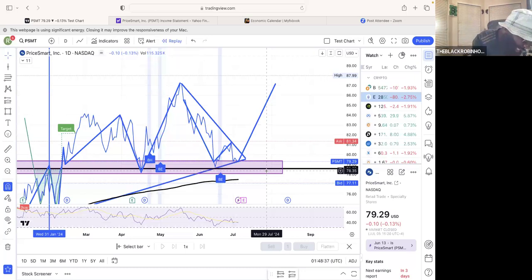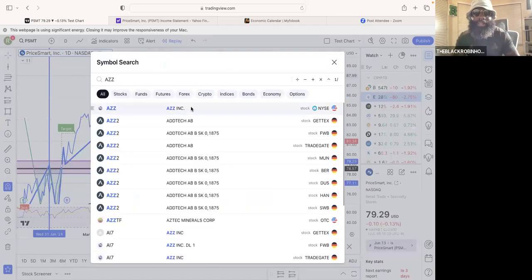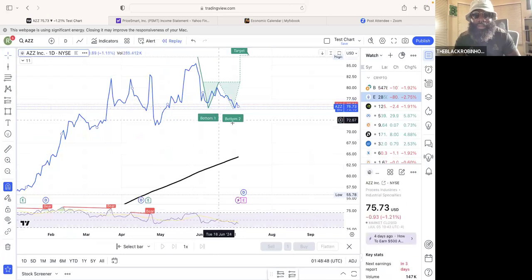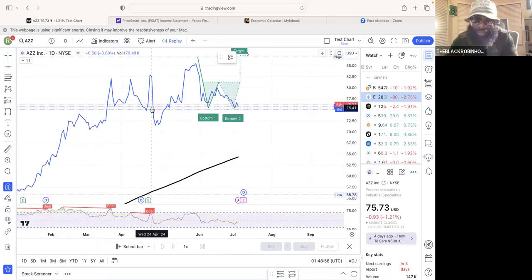PSMT, you on the line. God damn, I wasn't expecting this. AZZ. Let's look at AZZ. Come on, that's a double bottom, baby. That's too many plays, man. That's way too many plays, man.